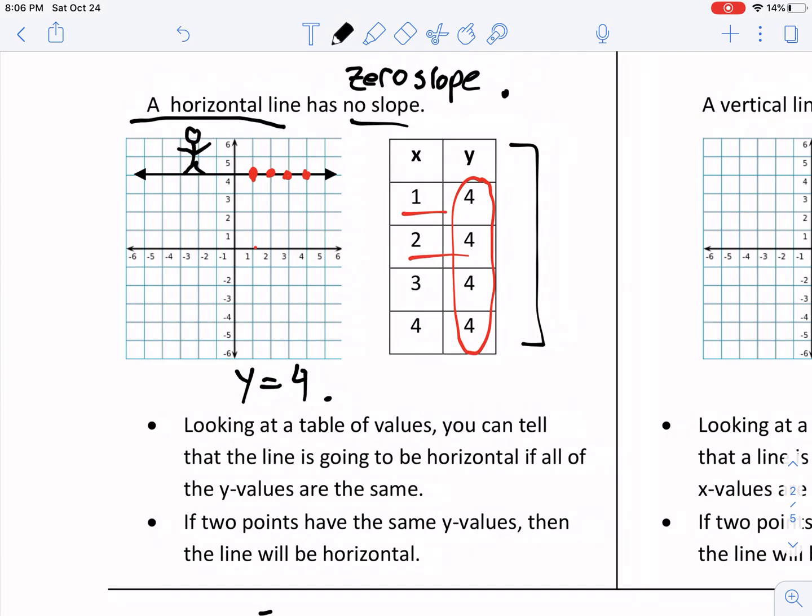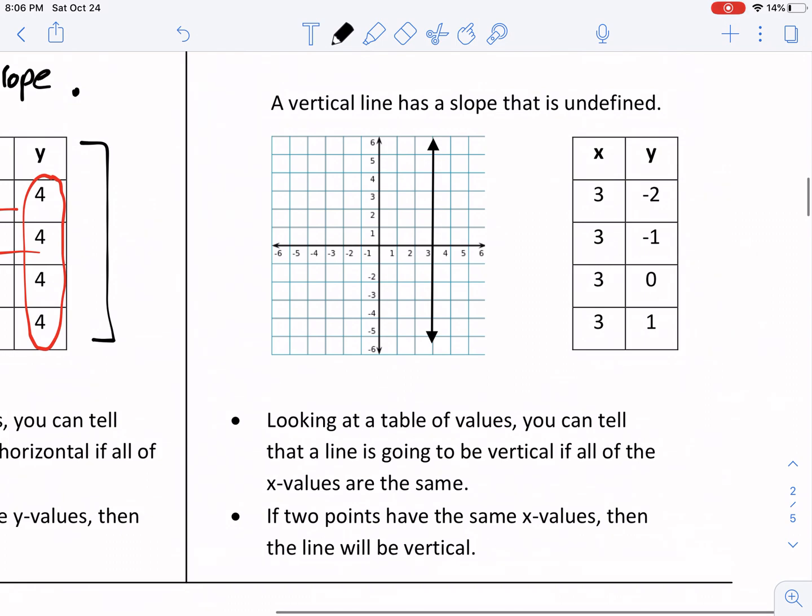Okay, then similarly, but a slightly different situation, if we have a vertical line, we say that the slope is undefined. So my little dude over here, now he's fallen off the cliff and he's scared for dear life. That would be undefined slope. Now, they also give us a set of points that are on this line: 3, -2, 3, -1, 3, 0, and 3, 1. All of those points here are on that line.